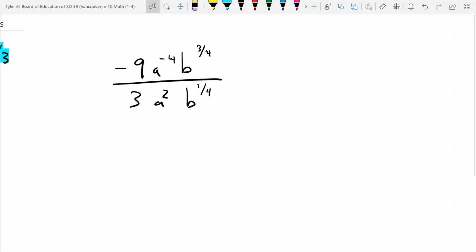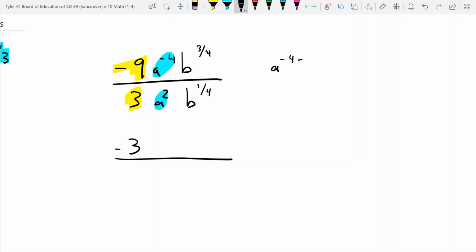This one is a little different. It doesn't actually have exponents multiplying to everything, so let's take it one step at a time. Negative 9 divided by 3, I'm going to simplify that to be negative 3. Then let's look, we got a to the power of negative 4 divided by a squared. So that's going to be a to the negative 4 minus 2. That's a to the negative 6.